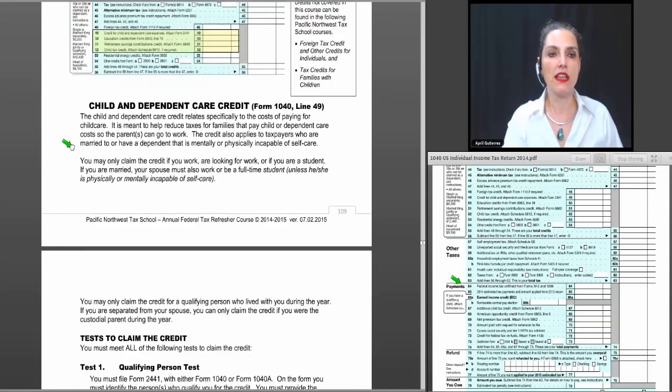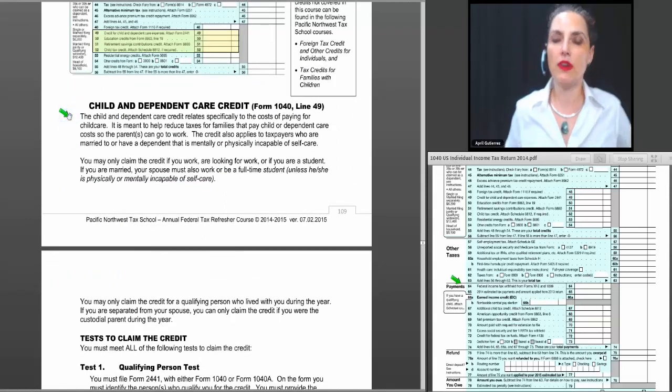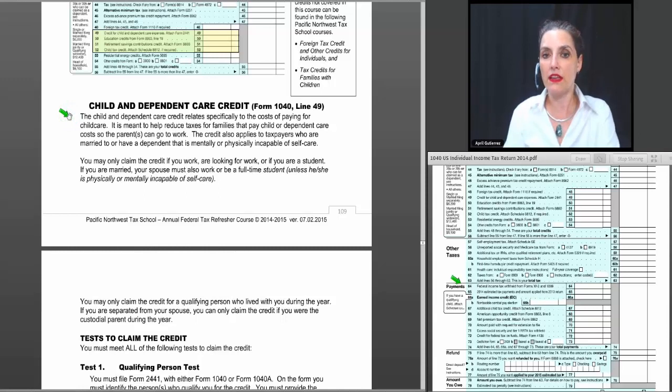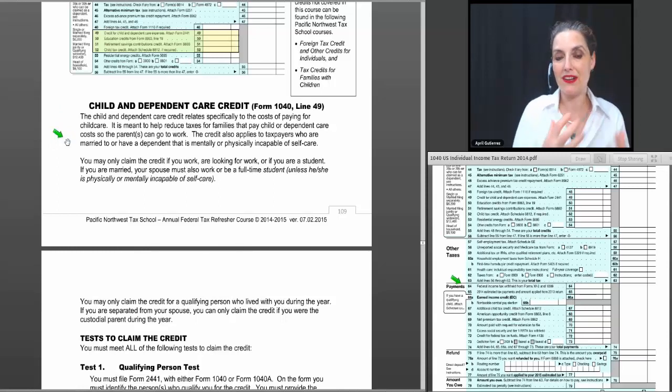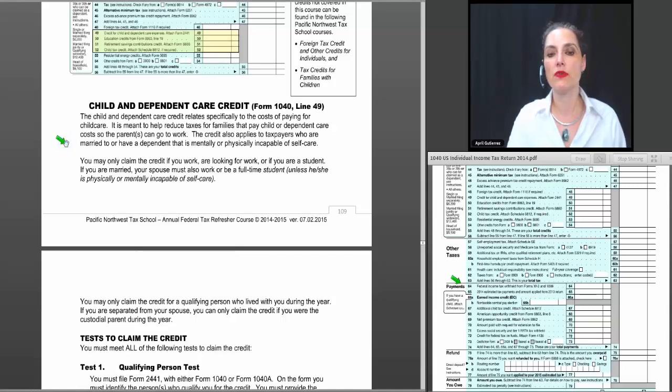The first credit in line we are exploring is the Child and Dependent Care Credit. The Child and Dependent Care Credit relates specifically and only to the cost of paying for child care. It is meant to help reduce taxes for families that pay child care or adult care costs for a person who cannot care for themselves, so that the parent can go to work. The credit also applies to taxpayers who are married or have a dependent who is mentally or physically incapable of self-care.